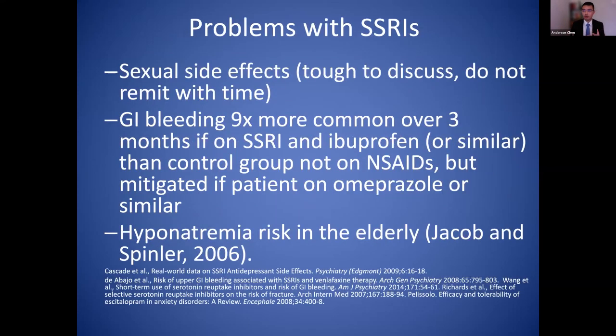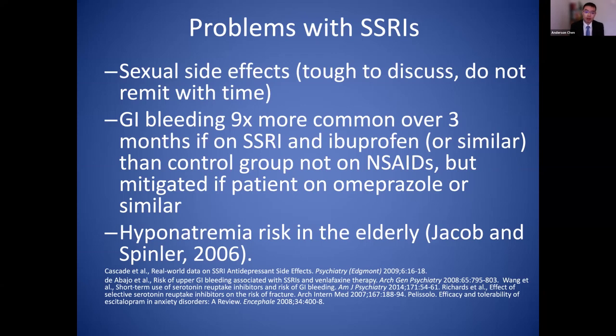There are issues with SSRIs. Their sexual side effects is something you want to be thinking about. Just because your patient's more mature does not mean that they're not interested in sex. It's tough to discuss. It doesn't really remit with time. And frequently, our patient population are on other medications that might be impacting their sexual function, like antihypertensives. So this is a problem that is not trivial.